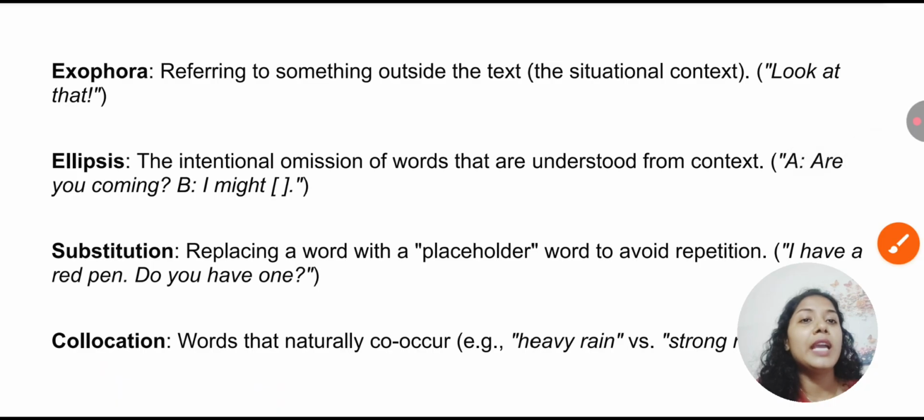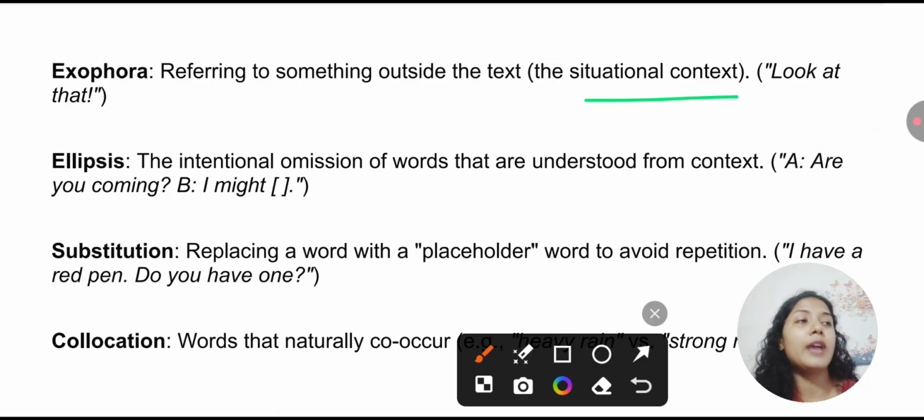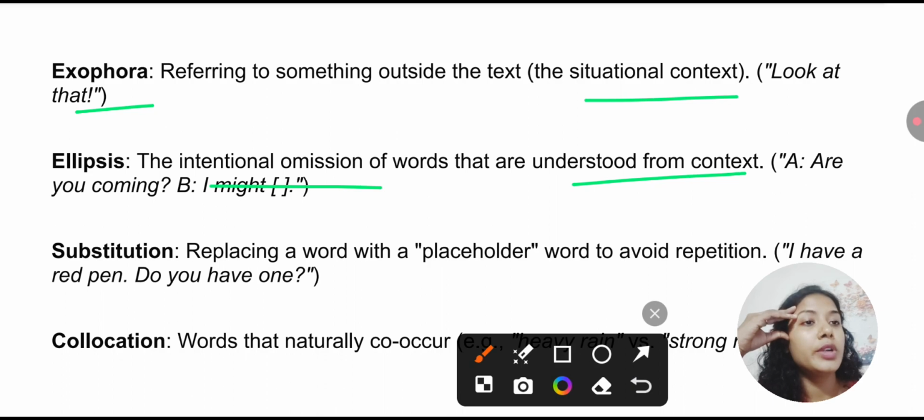Exophora is referring to something outside the text, something situational. I'm teaching you here. Oh, the video which I have recorded earlier was so meaningful. I explained really well. So the situational context, look at that. While having a conversation with you, I will certainly say, or somebody will say, what's that? Look at the boys. What are they doing there? Okay. So those are outside of the context, or outside of the conversation that we are having right now. That is exophora.